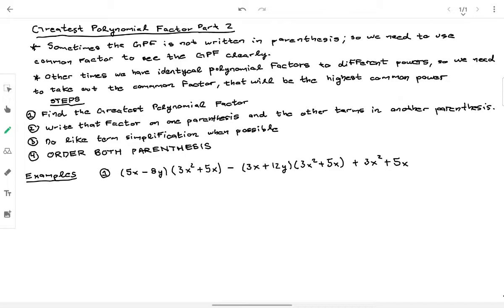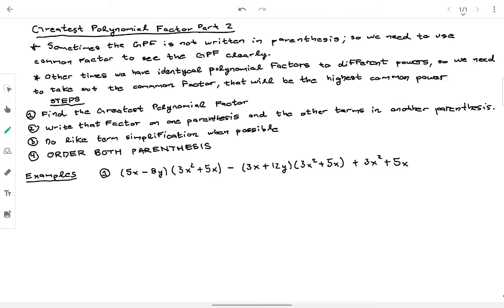And the second type of exercise that we are going to do today is when other times we have identical polynomial factors with different powers. So we need to take out the common factor that will be the highest common power that is common for every term. So the steps are the same for today. Find the greatest polynomial factor, write the factor on one parenthesis and the other terms on the second parenthesis. We need to do like term simplification when it's possible. And at the end, we will need to order our parentheses. So let's see the first example.